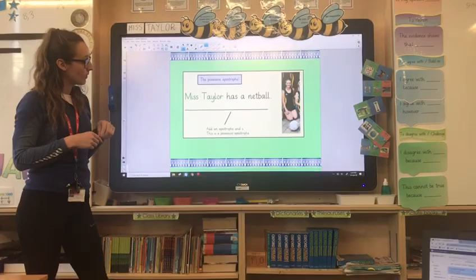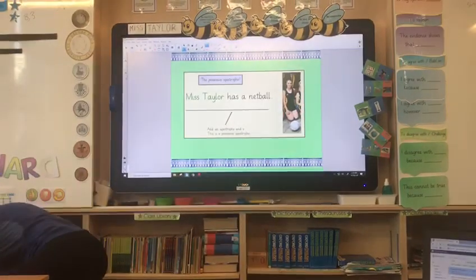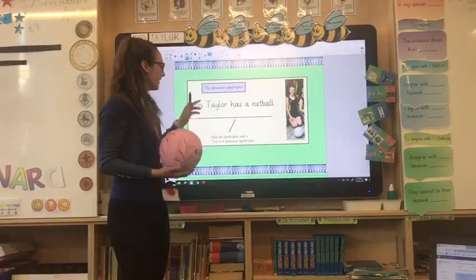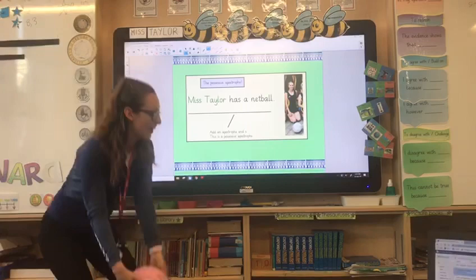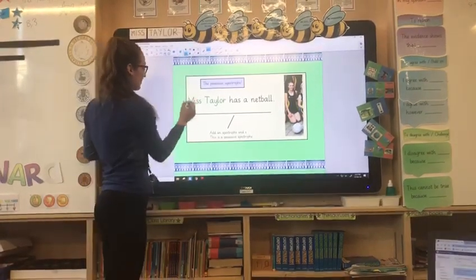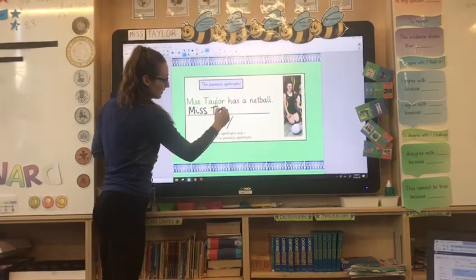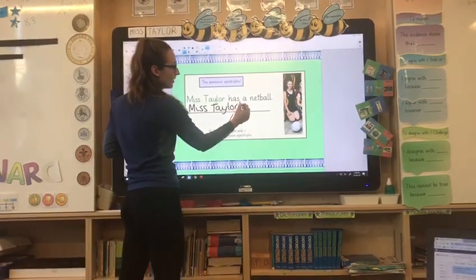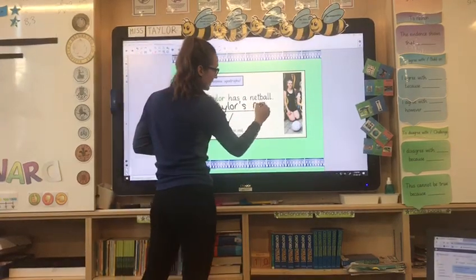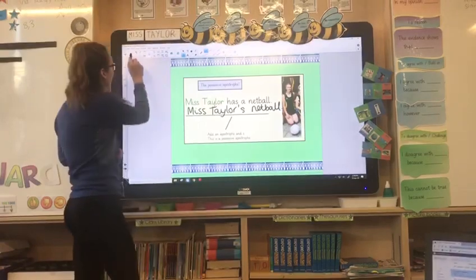Okay, what about this one then? Miss Taylor has a netball. Okay, I actually have a netball. Always a netball in my classroom. Miss Taylor has a netball. The netball belongs to me, so I would write Miss Taylor's netball. Okay, where do you think the apostrophe would come in? Okay, it would come after the R, and I add an S. Miss Taylor's netball. Full stop.